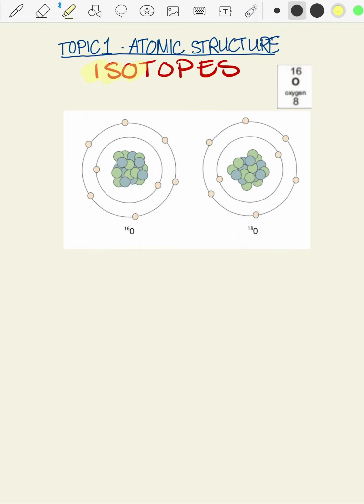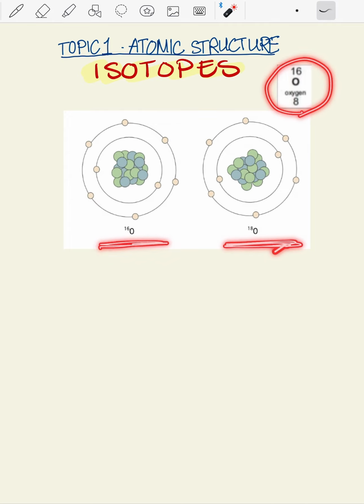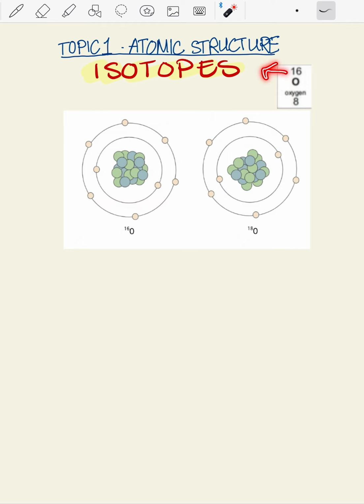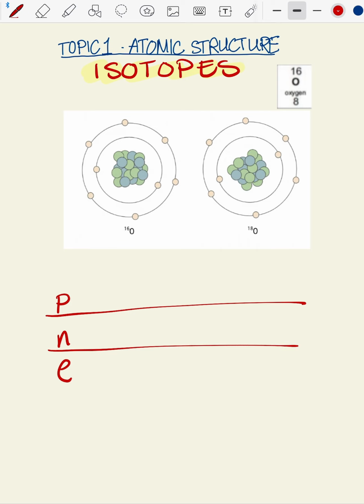Let's have a look at an example calculation of isotopes. So here we have two isotopes, oxygen 16 and oxygen 18. And I've got a very bad snippet of the periodic table of the oxygen element, and it tells you the atomic mass number and the proton number, or the atomic number, which are going to be very useful pieces of information for us to calculate the number of protons, neutrons and electrons for our two isotopes.